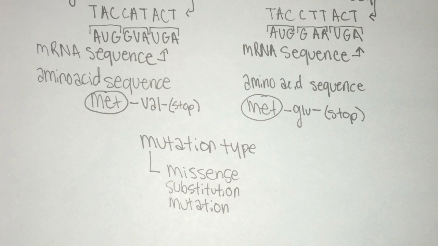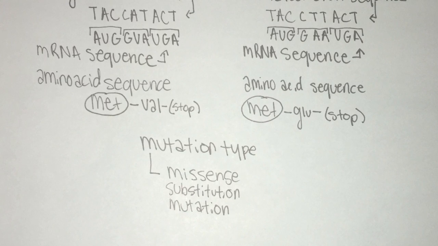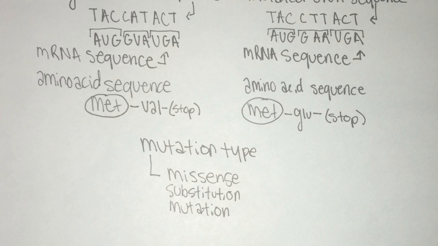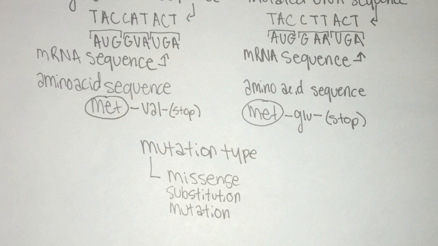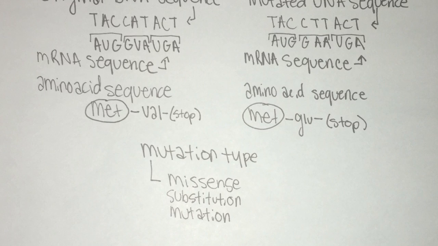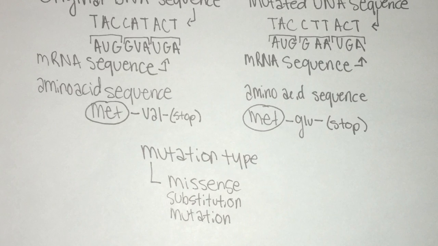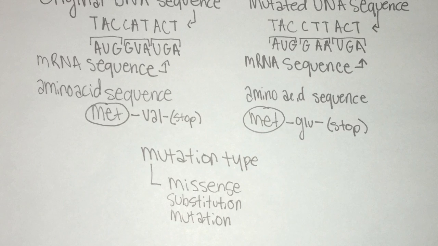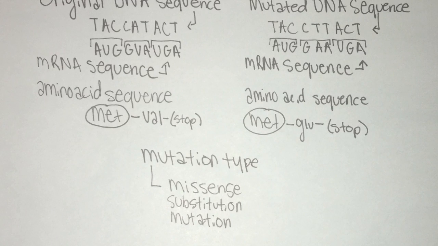For example, if the original DNA sequence reads TAC, CAT, ACT, and the complementary mRNA sequence reads AUG, GUA, UGA, then the amino acid sequence would be MET, VAL, and then it would stop.